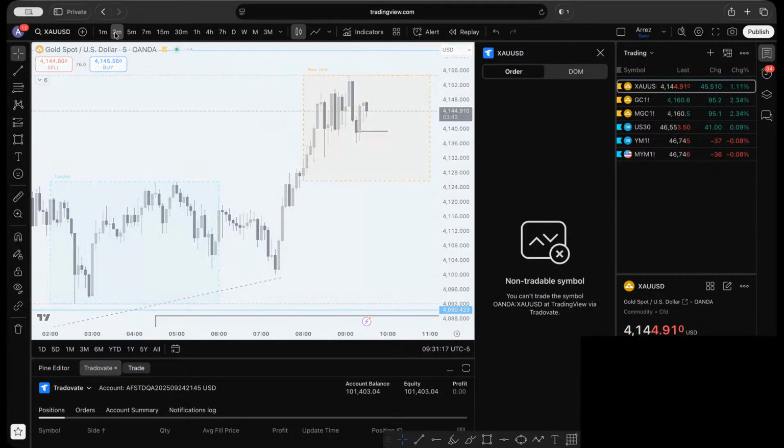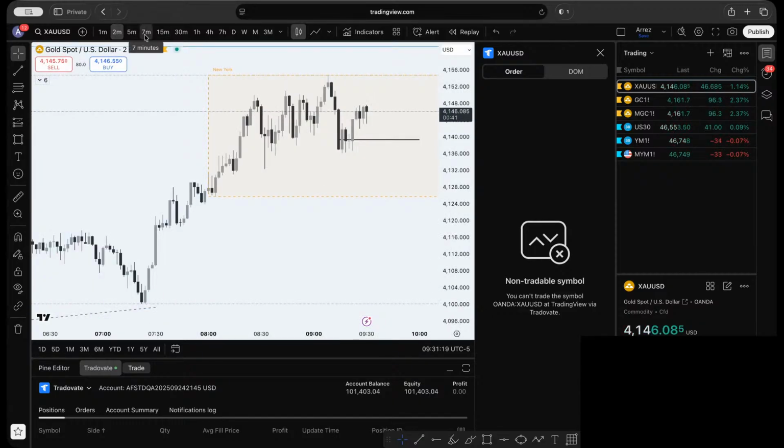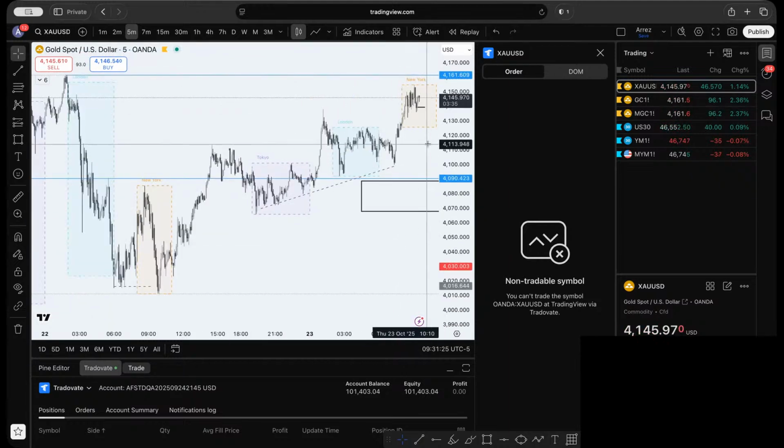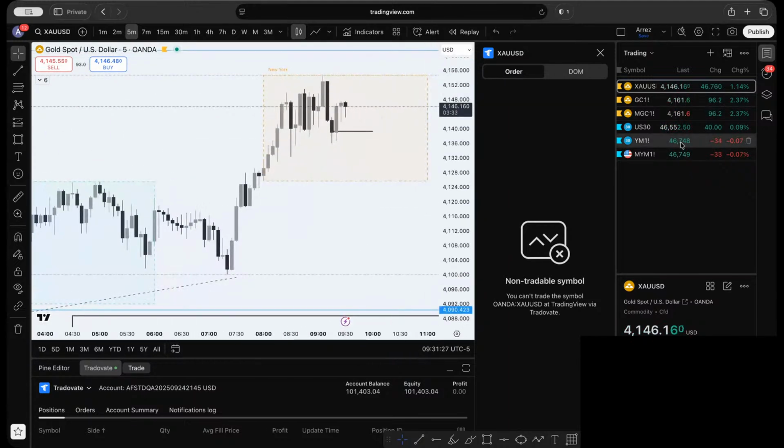So I could get into a small trade then, but I'm not going to be entering a buy from here just because there's too much. I would much rather get into a buy on a discount. So I'm not going to get into a buy from here.